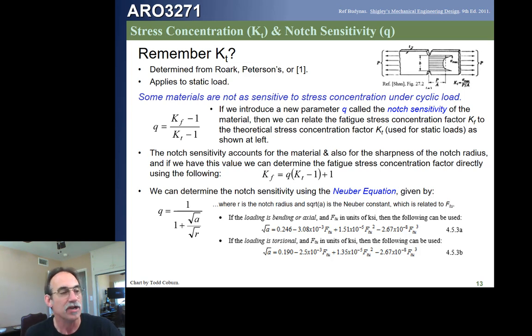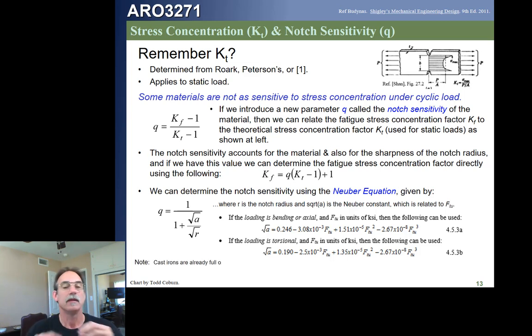Once you get that number, that square root of A term, you're going to plug it into this equation for Q, along with the square root of the radius of the feature, to calculate the notch sensitivity, which we're going to call Q. Don't confuse this with running load, the shear running load Q. This is Q, the notch sensitivity factor. Once we have the notch sensitivity factor, we'll plug it into this middlemost equation, multiply it by K sub T minus 1, plus 1, and that gives us K sub F.